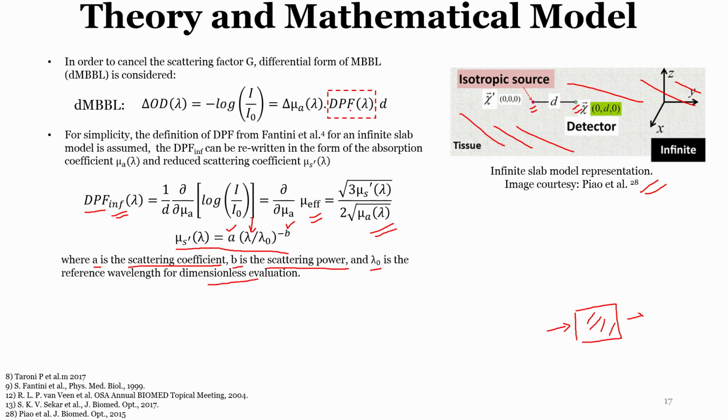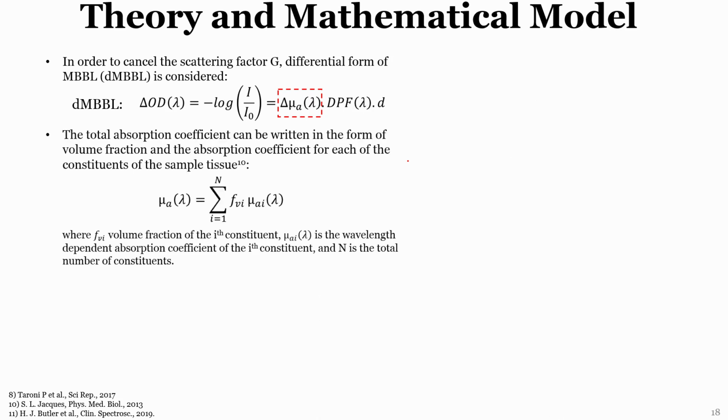With this we have simplified the DPF to mu A and mu s, and we are going to quantify mu s with the equation A times lambda by lambda naught to the whole power minus b. The next part is mu a. Now, how do I simplify mu a in terms of tissue constituents? One way is to write mu a as small contributions from each of the constituents.